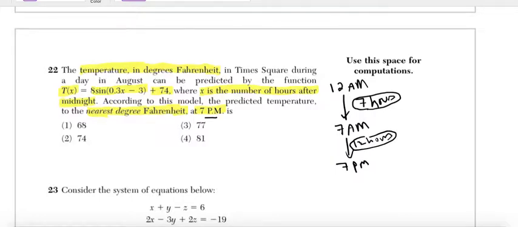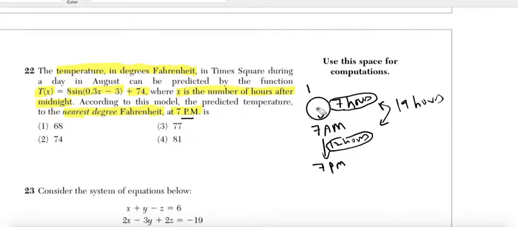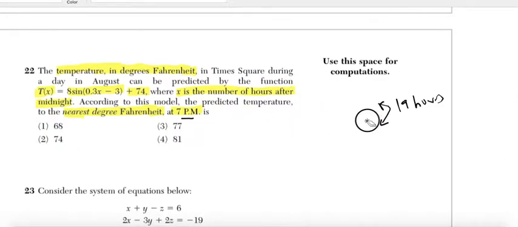So the total amount of time passed, we add these two, 7 plus 12 is 19 hours. All right, so I'm going to erase that. Pause the video if you need to, okay? Because I need space to do this now. So x equals 19, because remember, x is the number of hours after midnight.